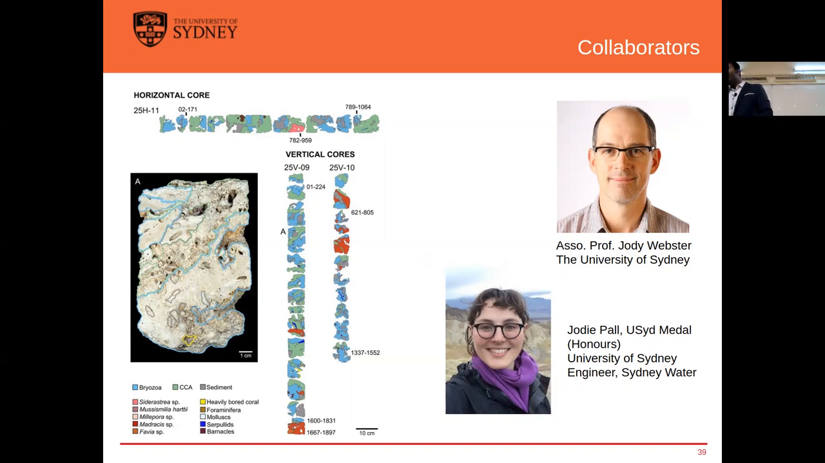So Jody Powell, I was mentor for her honors thesis, and she got a University of Sydney medal, which is one of the best awards there for such programs of studies. And she worked in this area with me and with Associate Professor Jody Webster, who is also the leader of the geocoastal research group, which I am part of as well. So from the previous data, we put all those cores together. They write papers about these things, and they have written dozens of papers where they try to establish the history of the formation of coral reefs.